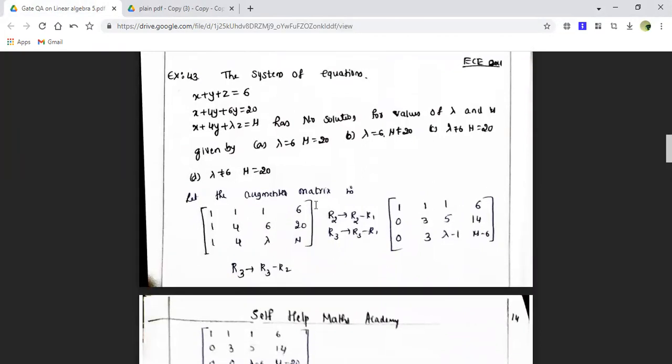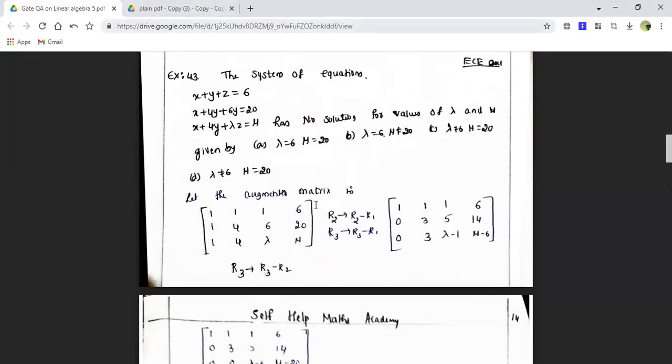The system of equations has no solution for the values of lambda and mu given by which of the following? These are the four values of lambda and mu, guys. So let's find out the system of equations where it has to have no solution.